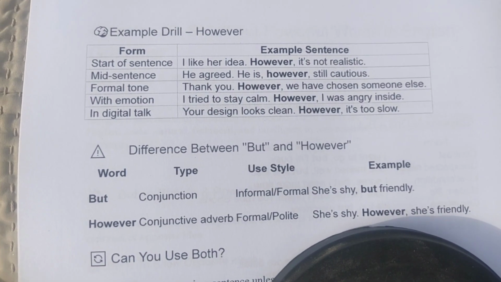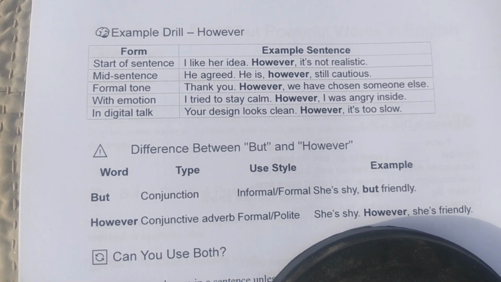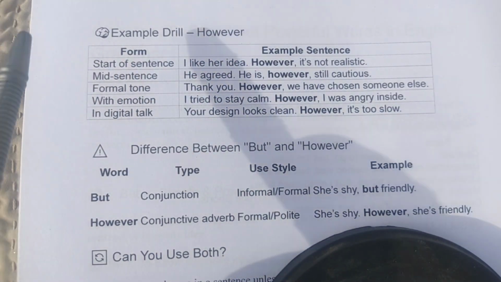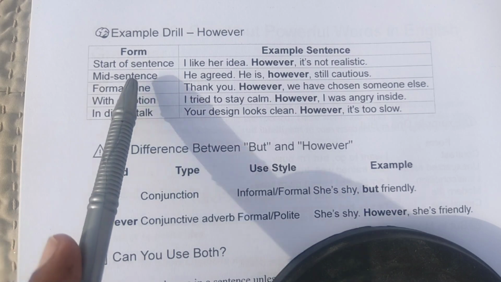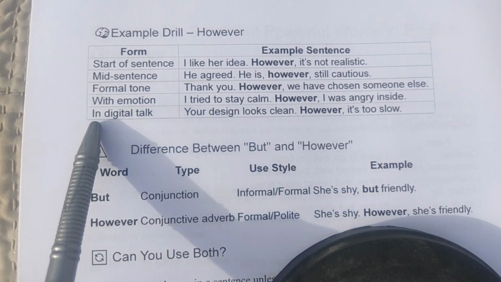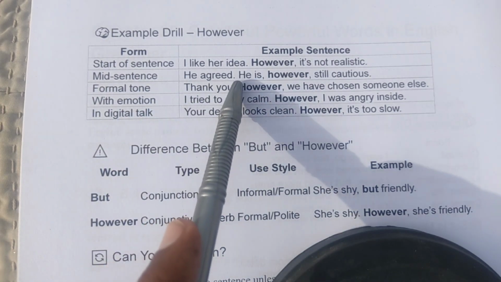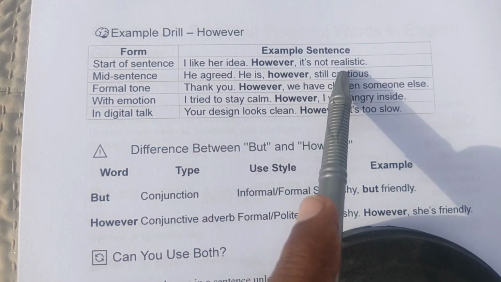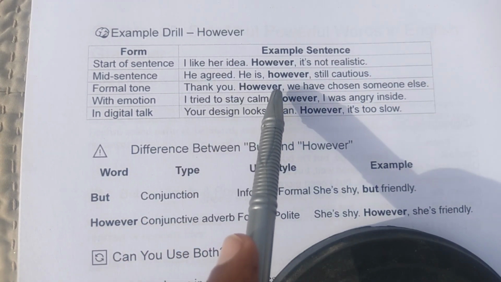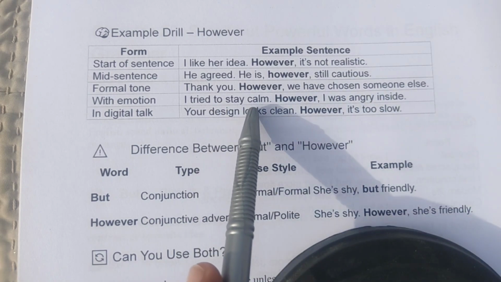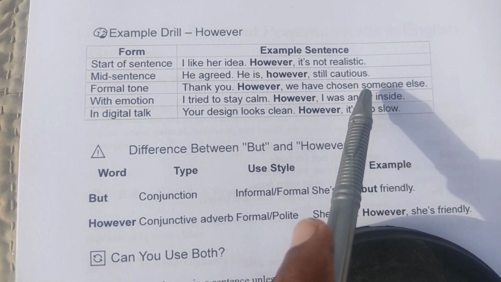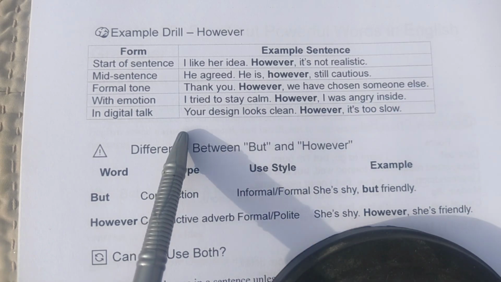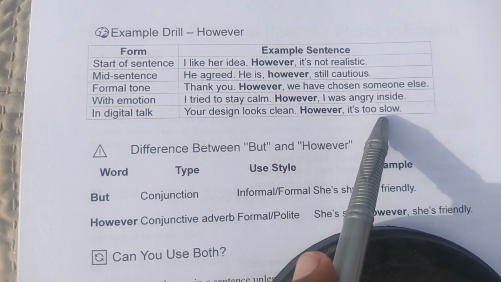Here we have a complete table. Using however, forms: start of sentence, mid sentence, formal tone, with emotion in digital talk. Using however in example sentences: I like her idea, however it's not realistic. He agreed, he is however still cautious. Thank you, however we have chosen someone else. I tried to stay calm, however I was angry inside. Your design looks clean, however it's too slow.